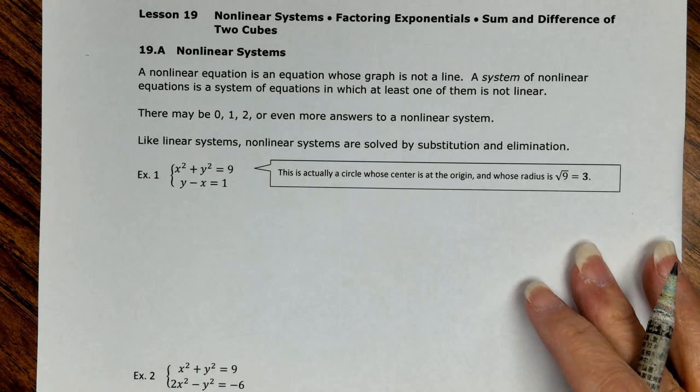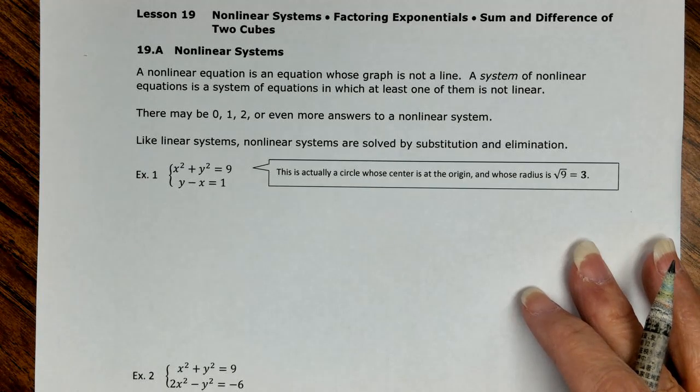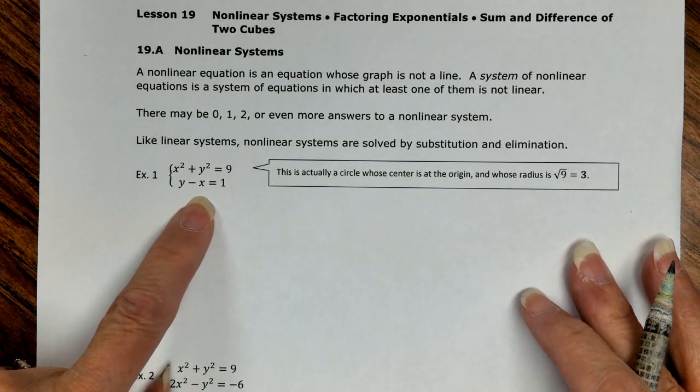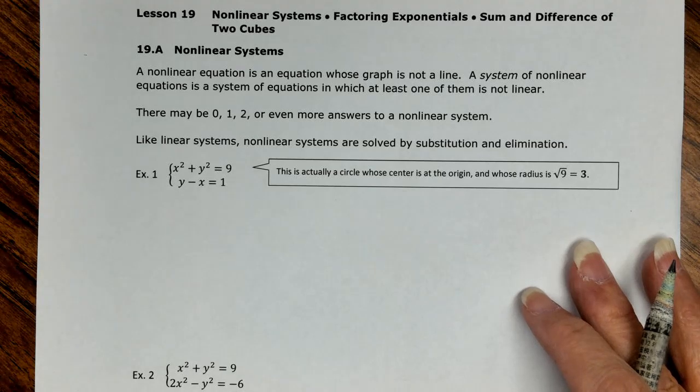Advanced Math Lesson 19. Part A is about nonlinear systems. You've been solving systems of linear equations where they looked a lot like the second one. When you graph it, you would get a line. Now, one or both of them will be nonlinear. So if you graph it, it could be a circle or some kind of curve. And like it says, a nonlinear equation is an equation whose graph is not a line.